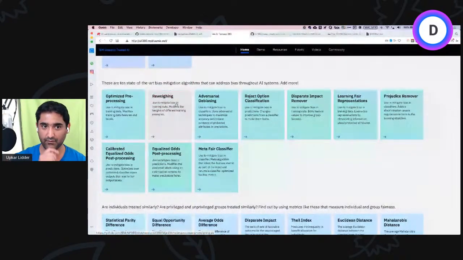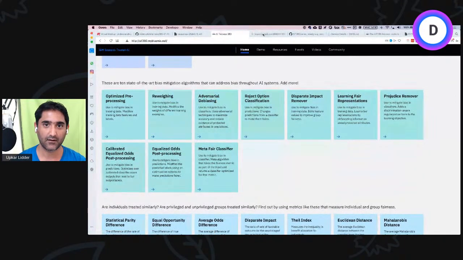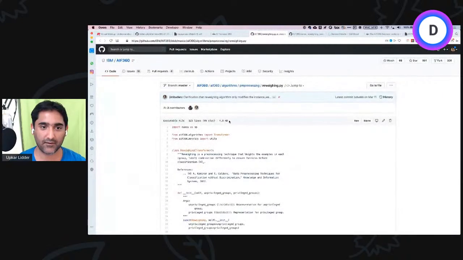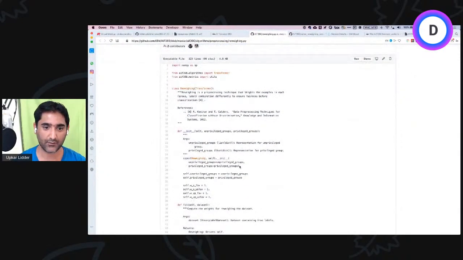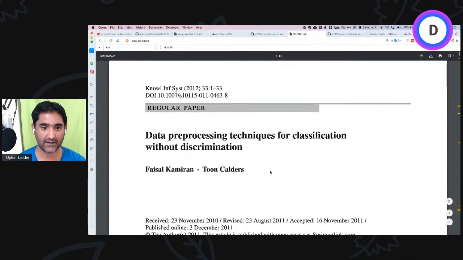So we talked about reweighing a little bit, and this is kind of cool. The link will actually take you to the source code. If I open this in a new tab, it takes me to the Python file that implements reweighing. So you can go in here and see what's going on, but it also links you to this paper that explains what reweighing is. Actually, I was reading it, like I said before, so I have it here.